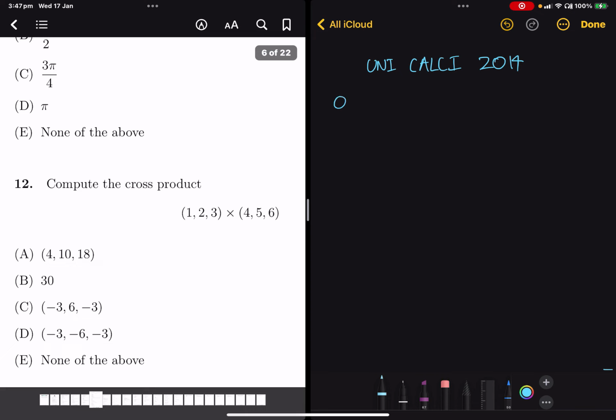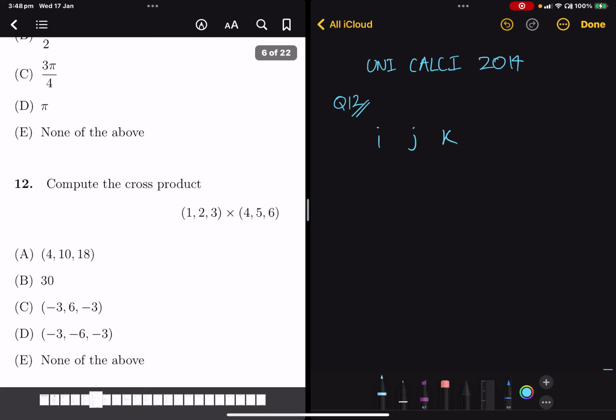We have question 12. So we have the vectors 1, 2, 3, and 4, 5, 6. We need to find the cross product of these vectors. There are a bunch of different ways we can do it. We can use a method which is sometimes called the Sarrus rule. I'm going to use the Sarrus rule here because I like it. It's quite good. So we write i, j, k.